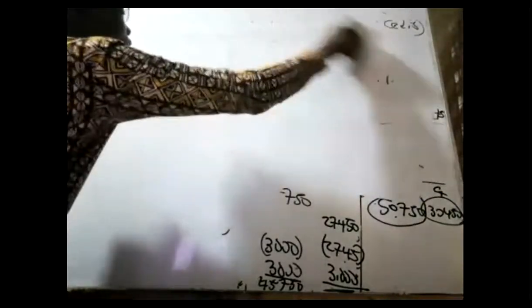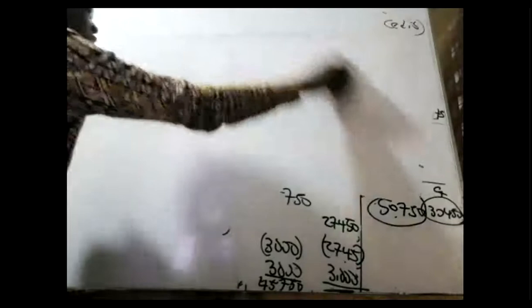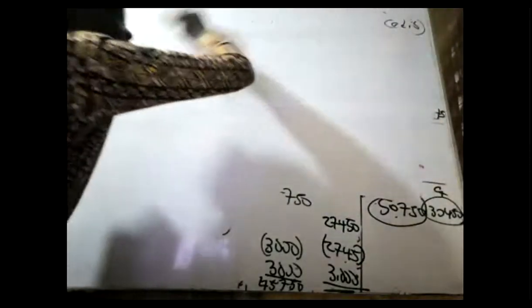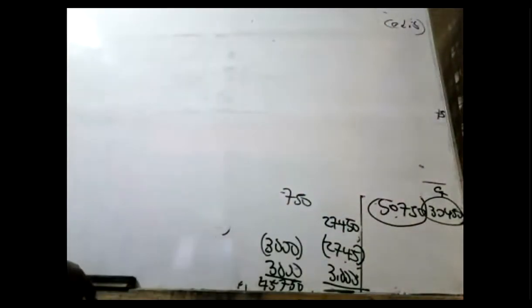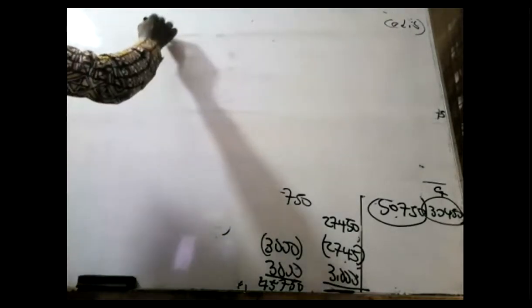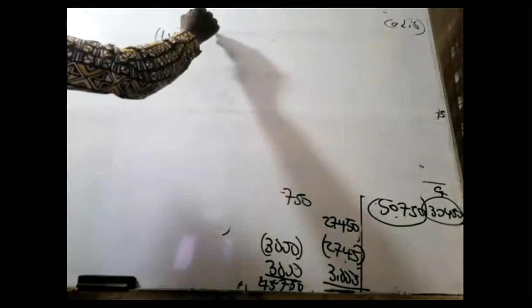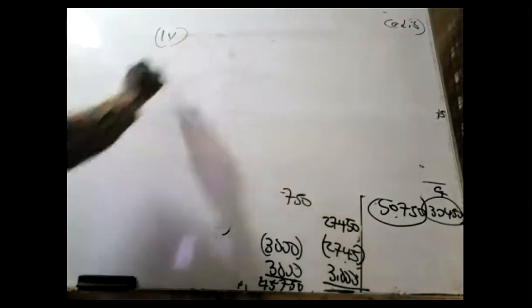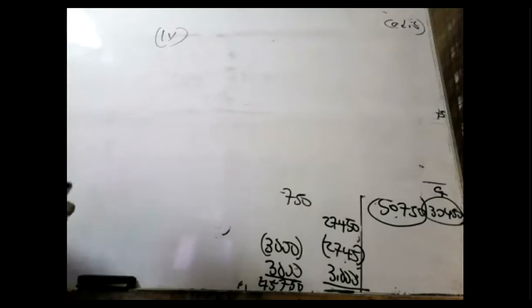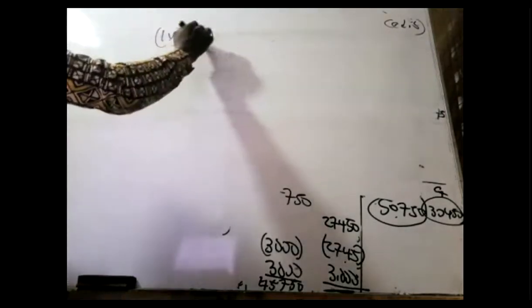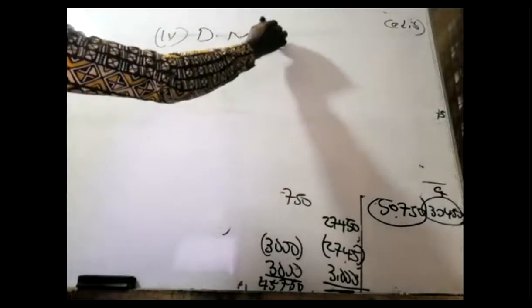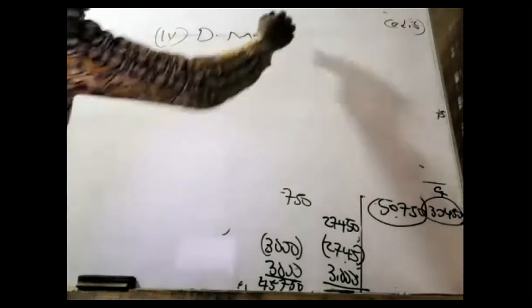Last but one, the budget section is 15 marks, so we will do this correctly. First, tell the examiner this is the direct manufacturing labor budget. So write it in full. No shortcut, we beg you. Direct manufacturing labor budget.